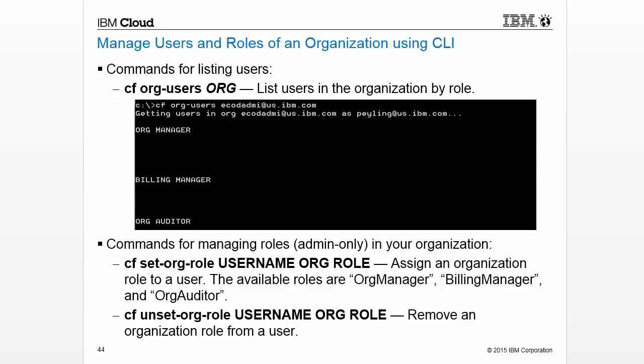We can also manage users and roles of an organization using the CLI. Commands for listing users are cf org-users, which will list users in the organization by role, and cf space-users, which will list users in the space by role.